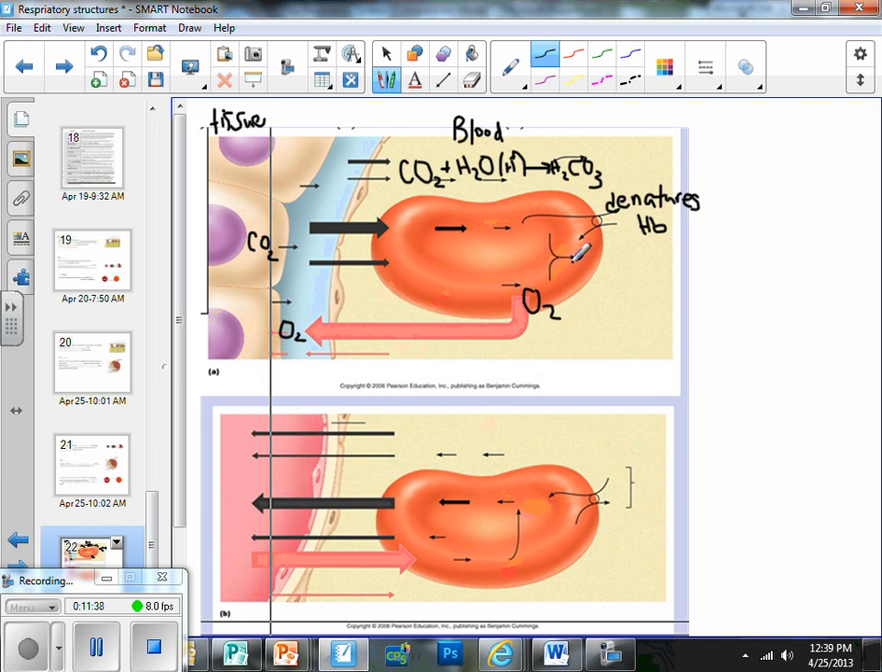Alright, now we go and circulate all around to the lungs. Now we're at the lungs. Here's our lung. Okay, here's our blood still. Ooh, that's a weird V. Blood.